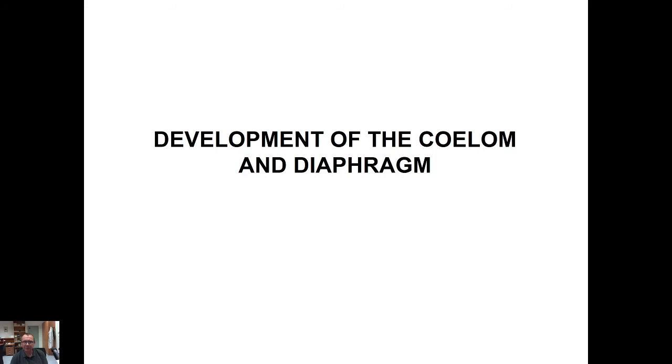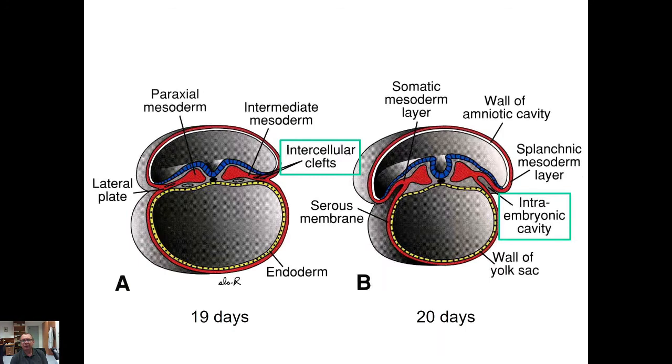Coelom means intra-embryonic cavity, which you already know. Where does it develop? It is developed from intercellular small clefts, small cavities found in the lateral plate mesoderm. Lateral plate mesoderm is unsegmented, but intercellular cavities are formed here.